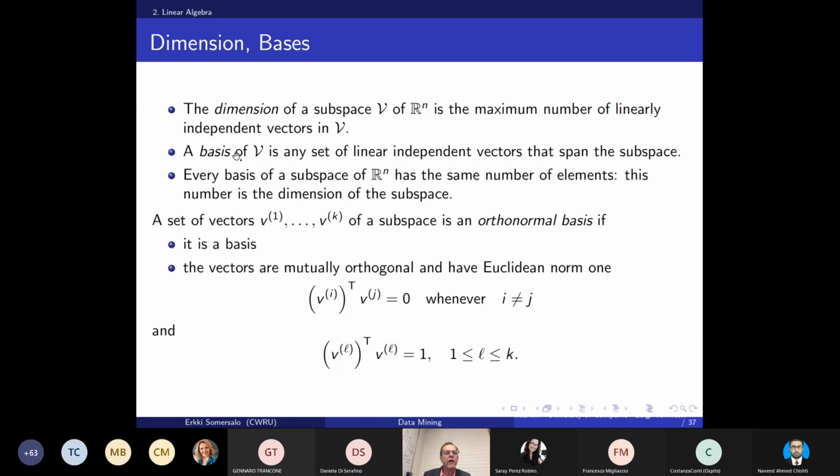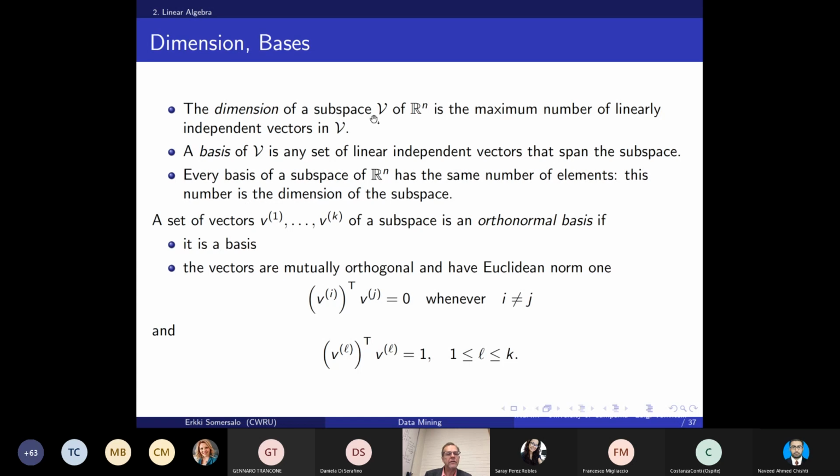So we're going to talk about the dimension of a subspace, and the dimension of a subspace is the maximum number of linearly independent vectors in V, sorry, not Rn. So if you have a subspace V and you can show that every vector in V can be represented as a linear combination of two linearly independent vectors, then the dimension is 2. So the maximum number of linearly independent vectors in V is by definition the dimension of the subspace.